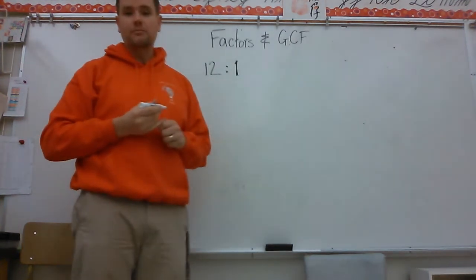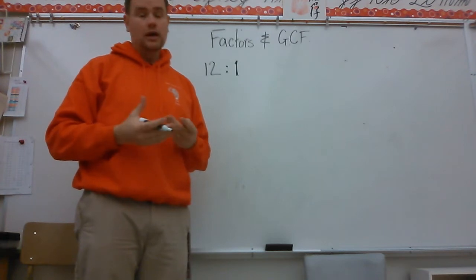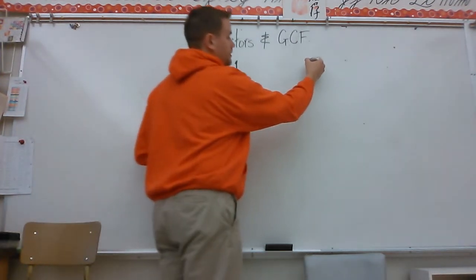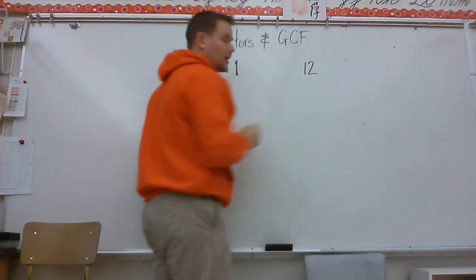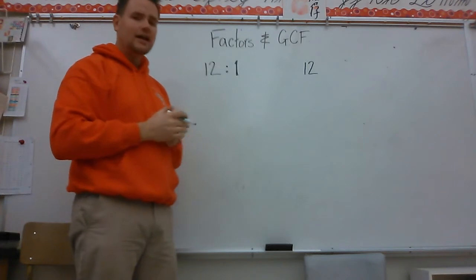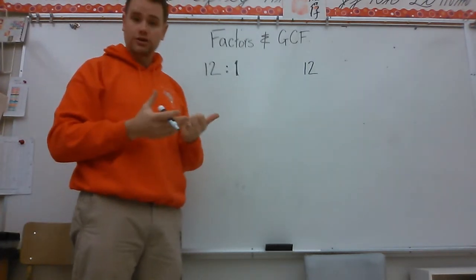But factors always come in pairs. So we're going to say 1 times what is 12? 1 times 12 is 12. So if 1 is a factor, it means 12 is also a factor. And I put it over there so we have room for all the factors in between. Now I find it easiest to go through the numbers. Start with 1, and then go to 2.